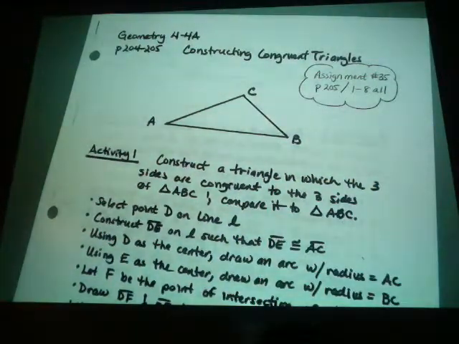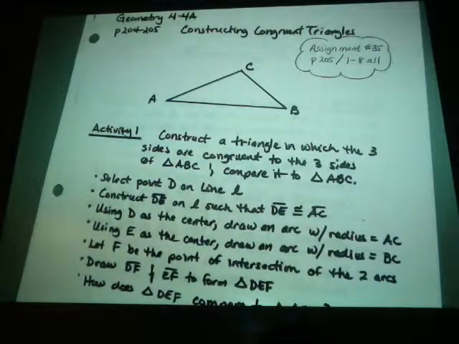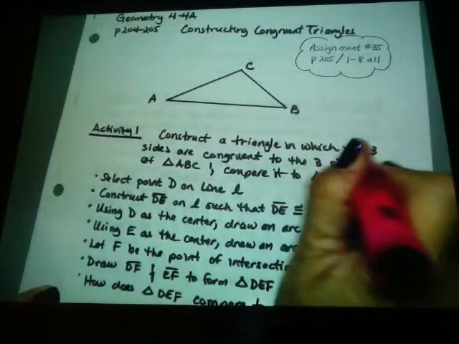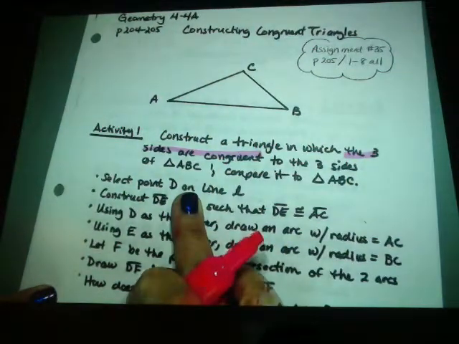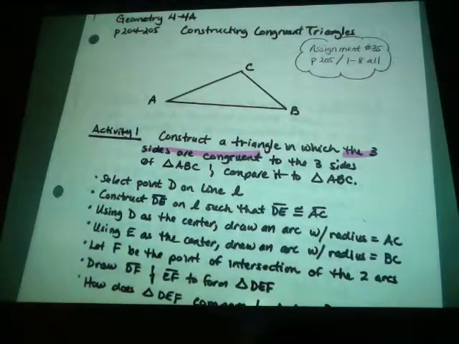So the very first activity that we're going to do is construct a triangle in which 3 sides are congruent to the other 3 sides of both triangles. We lovingly will call this side, side, side. If you can prove that 3 sides of one triangle are exactly the same measure as 3 sides of another triangle, they will both have the same interior angle measurements. So there's a theorem behind that, and we will study that next week. But for right now, we're going to do the construction.